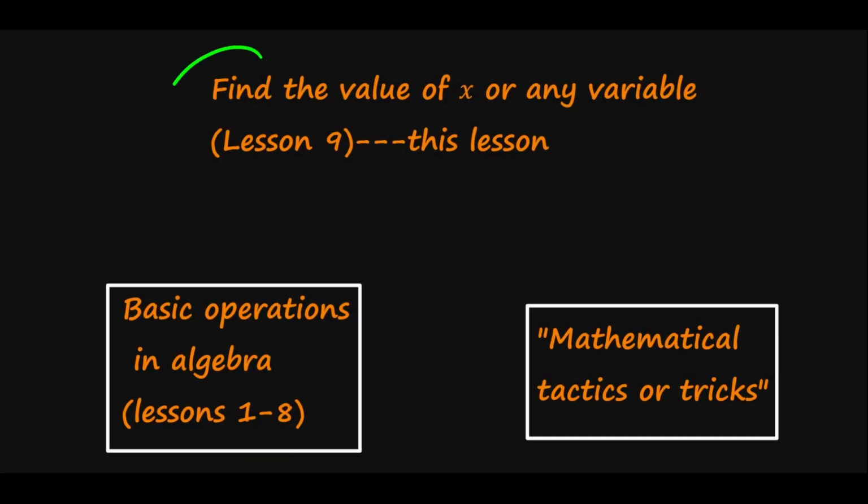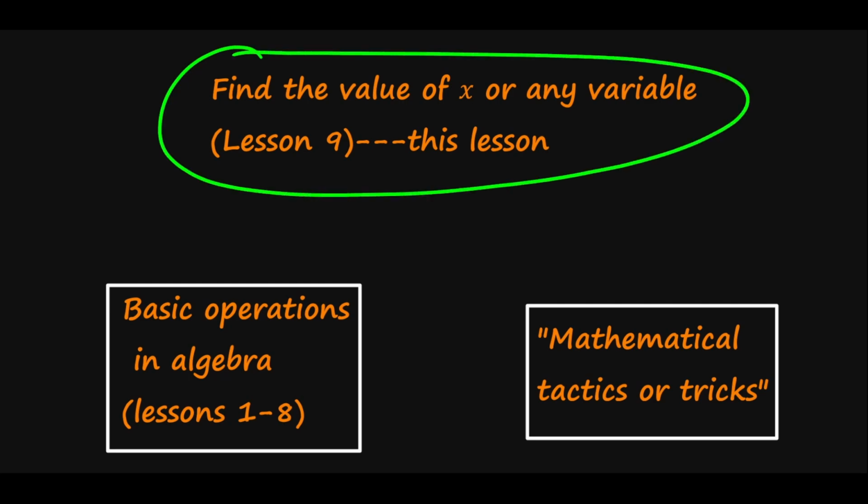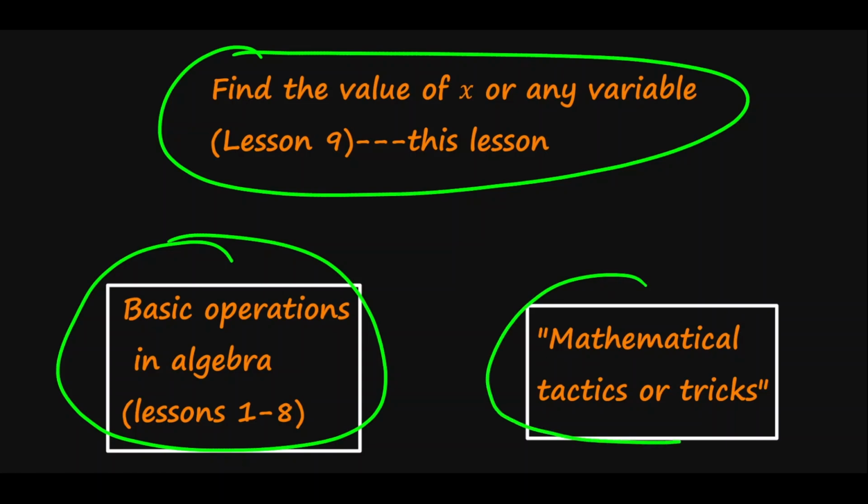To be able to find the value of x or any variable, you need to have mastered two sets of skills. The first is that you must be able to perform basic operations in algebra, such as addition, subtraction, multiplication, division, powers. This is exactly what lessons 1 to 8 cover, and that's why we spent time trying to master them. The second is that you must be able to apply mathematical tactics or tricks, which we will learn in this lesson.